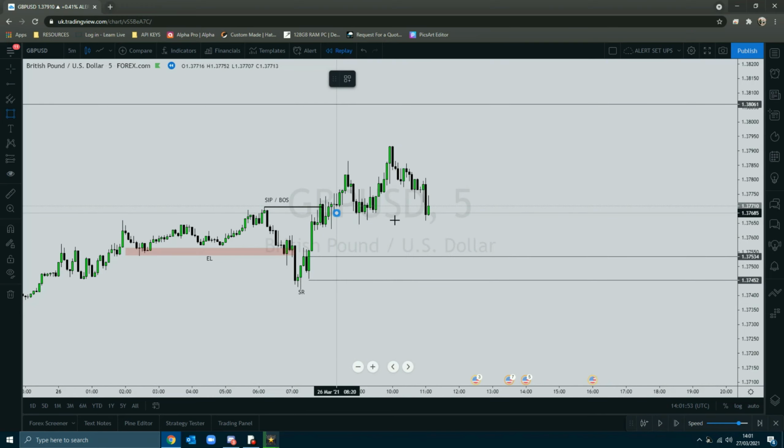Okay, I'm not going to put EL on there, just going to highlight them with a red box. So we've got equal lows here. We've got a load level right there. So anybody that's going long on these bounces now is going to have stop losses sitting underneath.